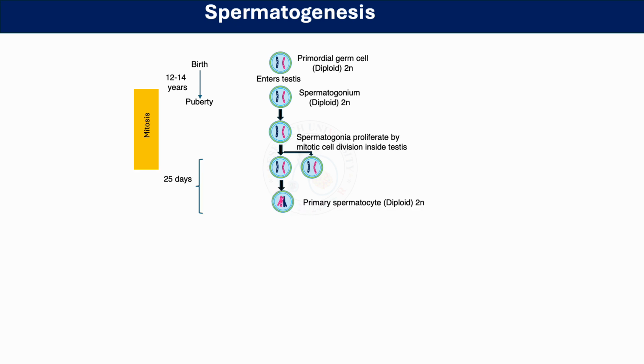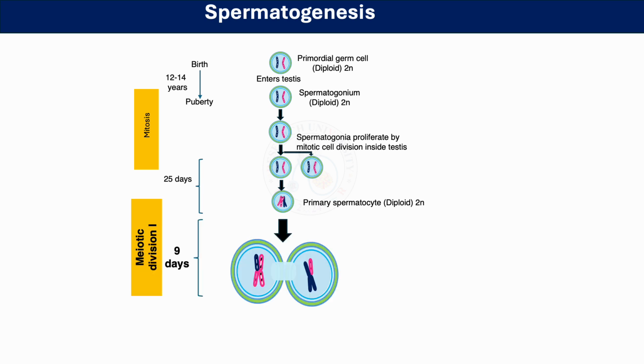Now, primary spermatocytes enter the meiosis process. Meiosis is a type of cell division that occurs in germ cells, leading to the formation of gametes, sperm and egg cells. It involves two consecutive divisions, resulting in four haploid daughter cells. Here the diploid primary cells are going to change into haploid cells.